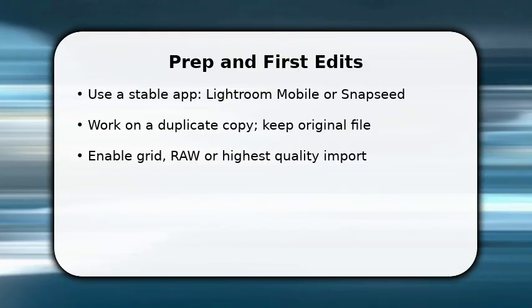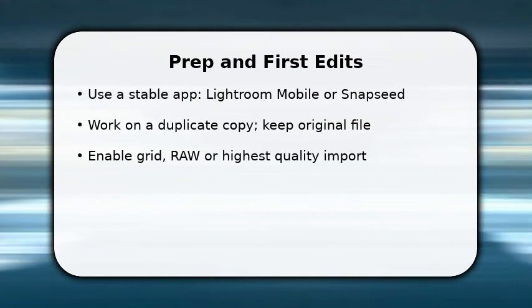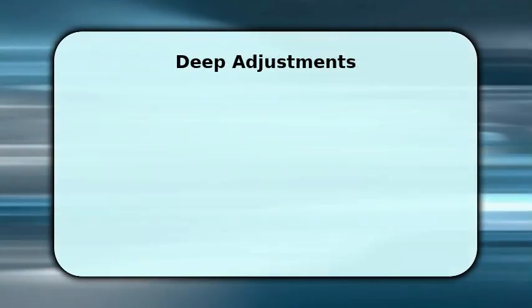Next, apply lens corrections or crop to a clean 16:9 or square composition, depending on where you'll publish. Once base exposure is set, correct white balance so skin tones and neutrals read true. Use the eyedropper or temperature/tint sliders and check across the frame.